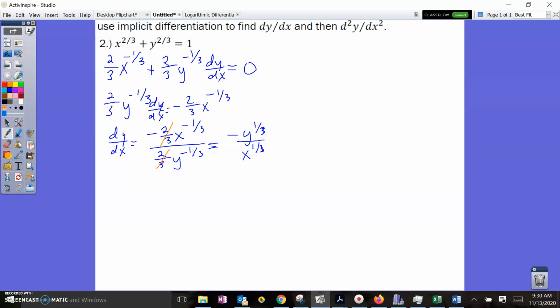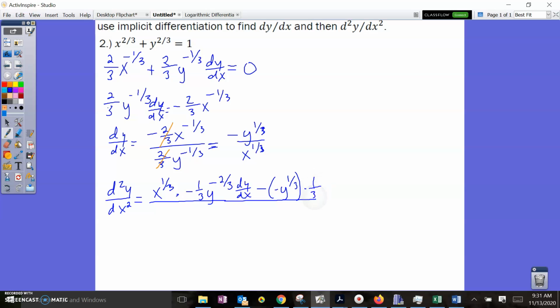Now we're going to take the second derivative. So we'll go ahead and take the derivative of our first derivative. We're going to apply the quotient rule. So we've got low, x to the 1/3, times the derivative of high, which is going to be negative 1/3 y to the negative 2/3 dy dx, minus high times the derivative of low, and then we're going to square our denominator as well. And we're off and running.